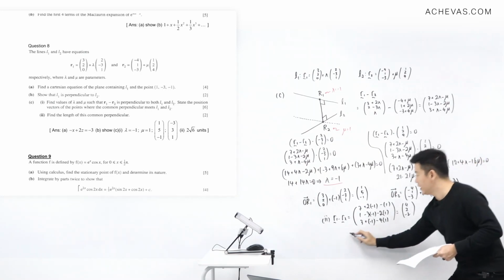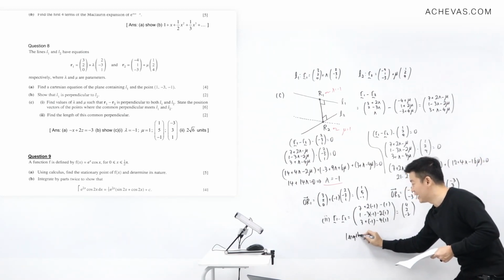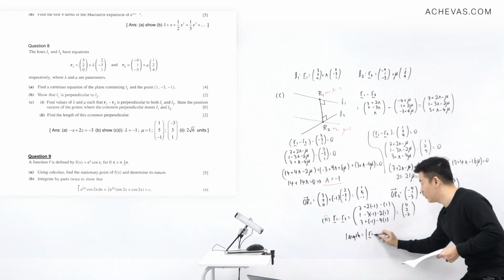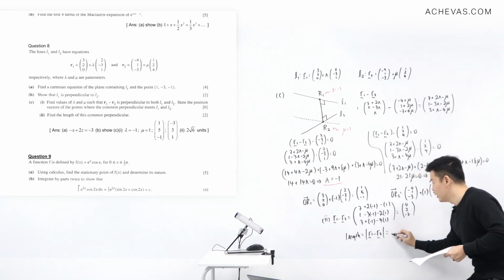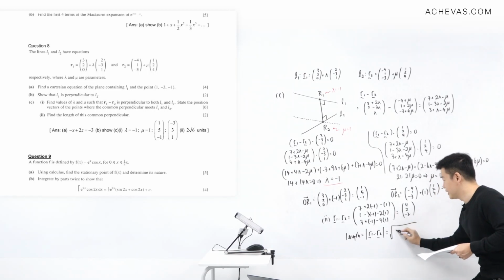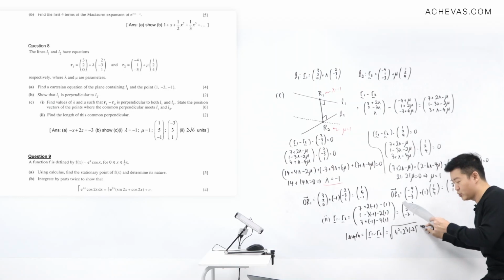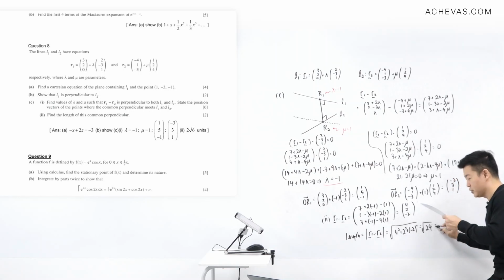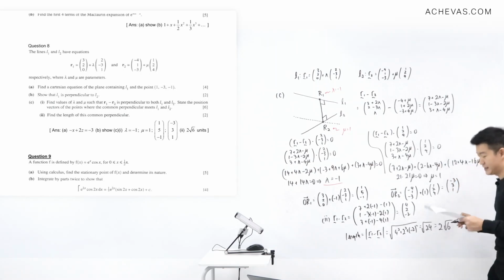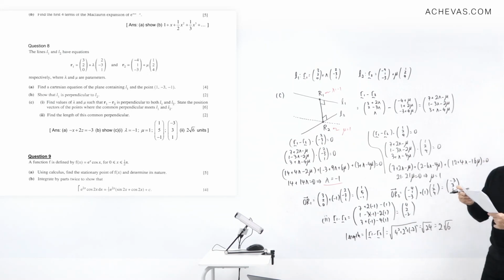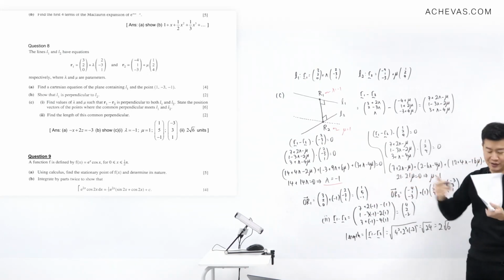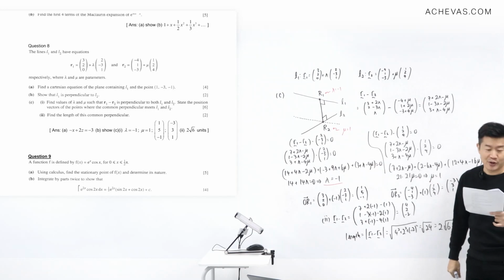And now we can find out the required length, which is the modulus of R1 minus R2. So it's going to be the square root of 4 squared plus 2 squared plus minus 2 squared. This is going to be the square root of 24, or you can also write this as 2 square root of 6. Okay, we are moving on. I think so far it seems to be pretty okay still.